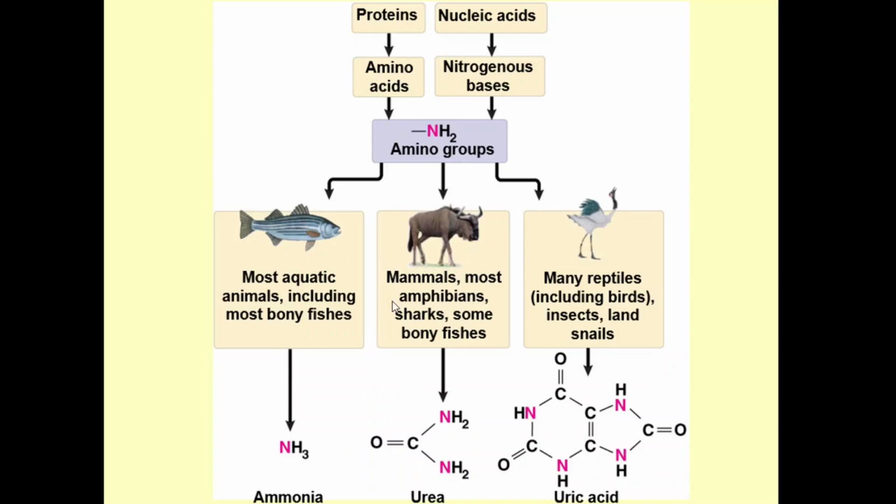Mammals, most amphibians, sharks, and some bony fish will actually invest a bit of energy to convert that ammonia into urea, and then they will excrete that. Many reptiles and birds, insects and land snails will go a step further, spend even more energy to convert their ammonia into uric acid, and then they will excrete that as a paste. Okay, so different animals will excrete nitrogenous waste in different forms.